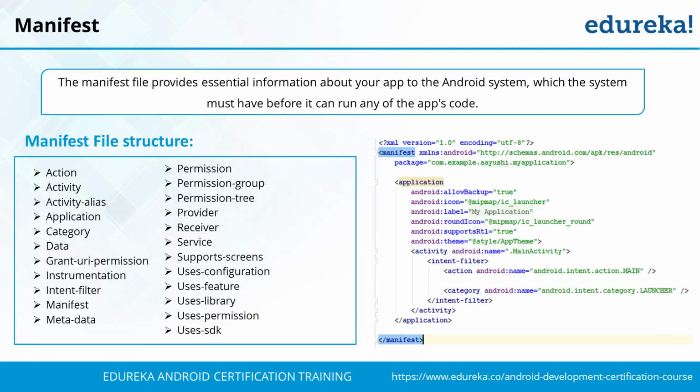So it's going to have a lot of things. We got action, activity, provider, receiver, services, uses permission. So if you want to come up with some internet permissions or accessing the memory, you need to write this uses permission, that we want to access the external storage or so. So this is what we got as a manifest file.